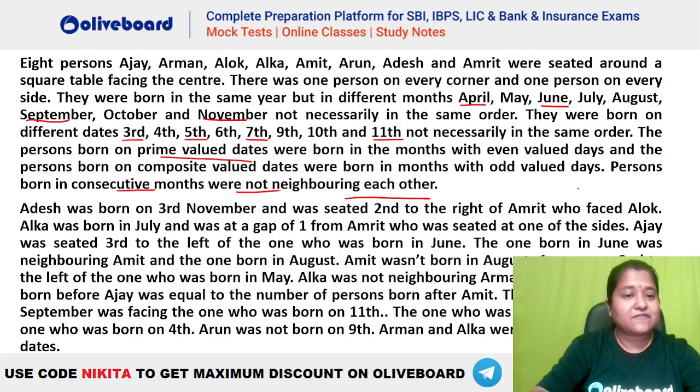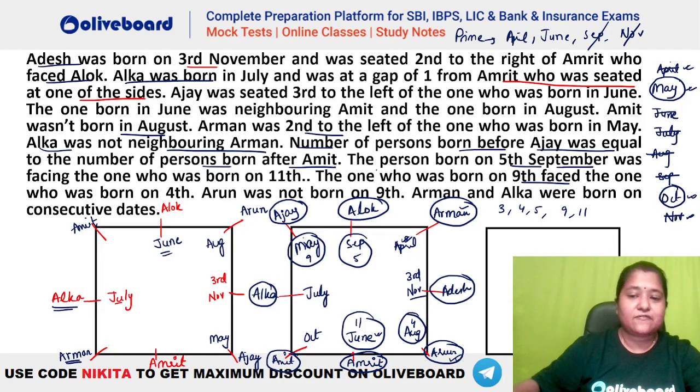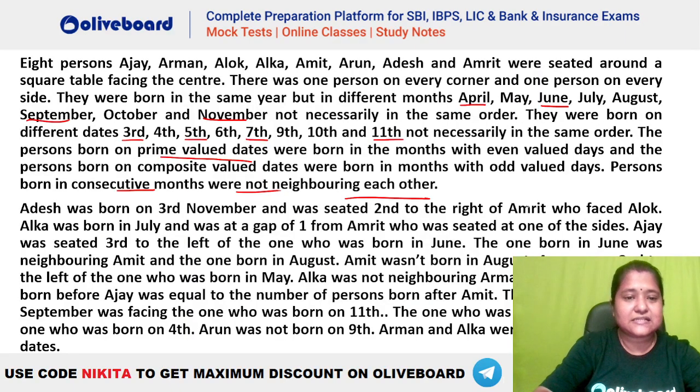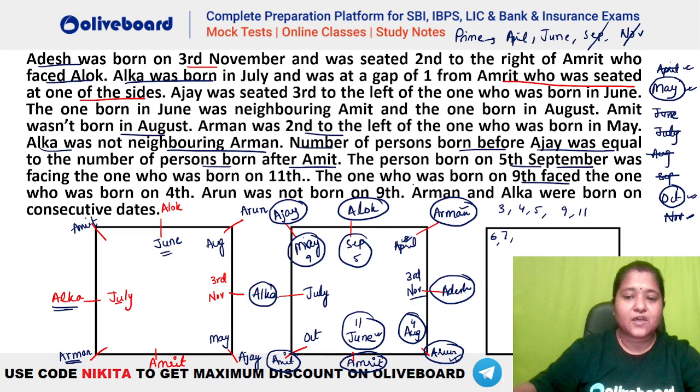What are the dates given here? 3, 4, 5, 6, 7, 9, 10, 11. So we are left with 6. 6 is remaining, 7 is there, and we are remaining with 10, right? 6, 7 and 10 is remaining. Okay. So now you can see that you have to have Arman and Alka on consecutive dates. So Arman is where? You can see Alka is here and Arman is here.